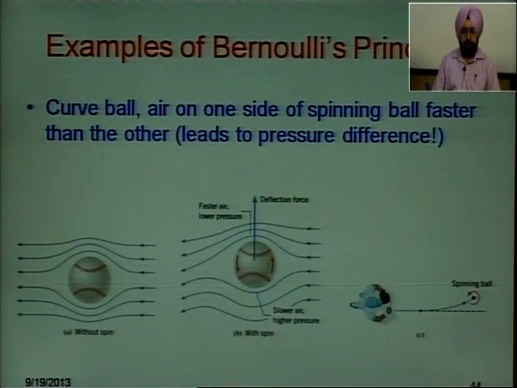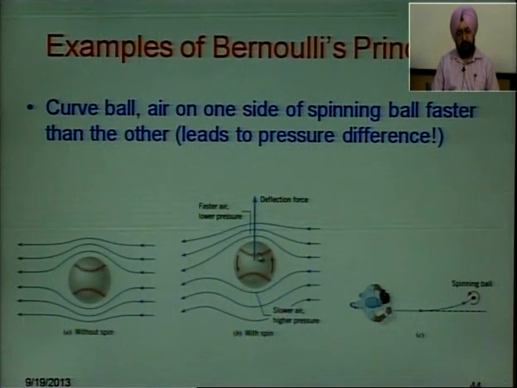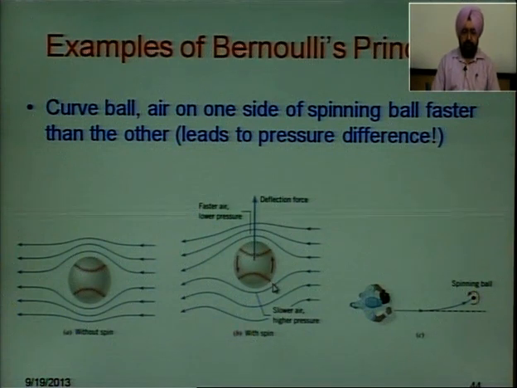One side of the spinning ball is faster than the other, which leads to the pressure difference. This ball is shown without the spin. Now, if you spin it, there is faster air here. You see, this is the same direction as the air; the ball is spinning in this direction. Faster air, lower pressure; slower air, higher pressure; and this results in the deflection force.